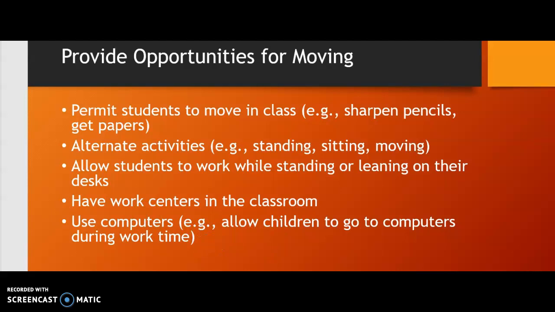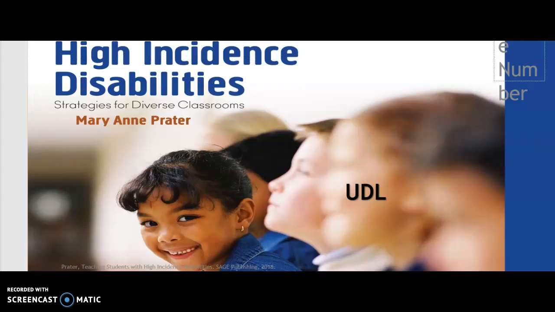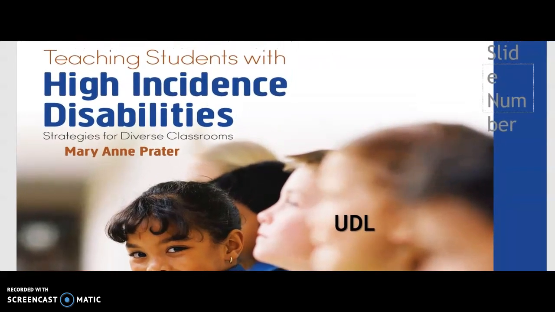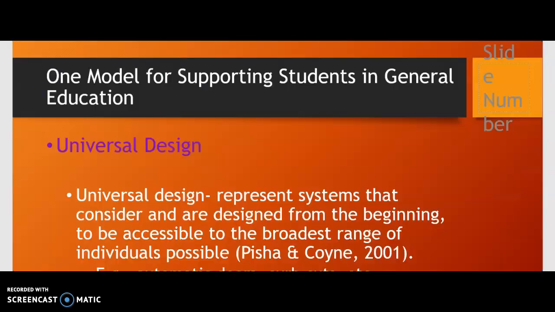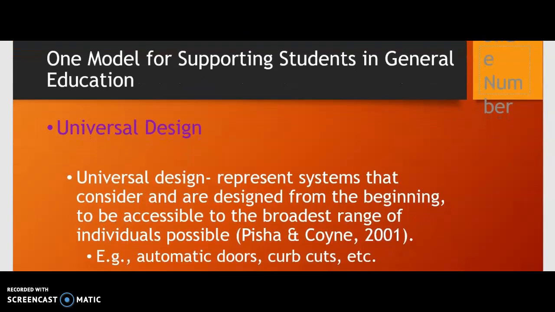All right, so those are just some general suggestions that I wanted to share with y'all. And now I want to talk about universal design for learning. This is from the textbook Teaching Students with High Incidence Disabilities. We're not using it for this class, but I do like the textbook. It's by Marianne Prater, in case you're interested in another textbook, this is a good one to use. Let's talk about universal design first, and then we'll get into universal design for learning.